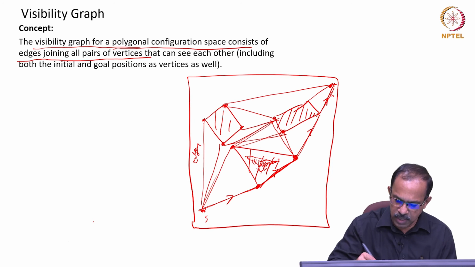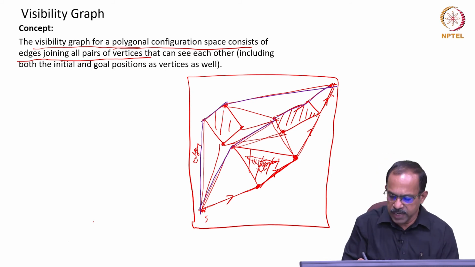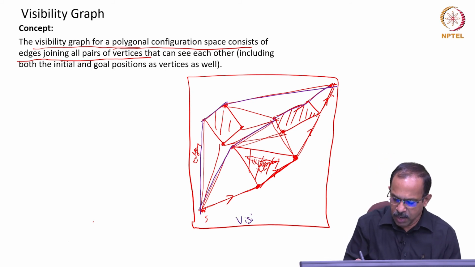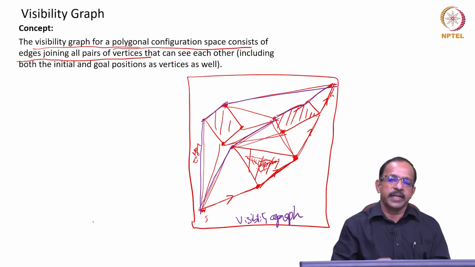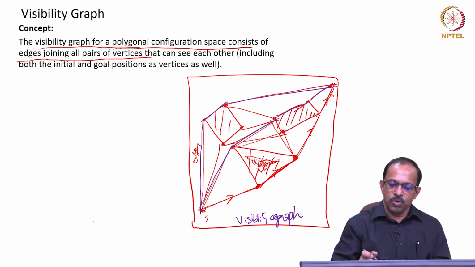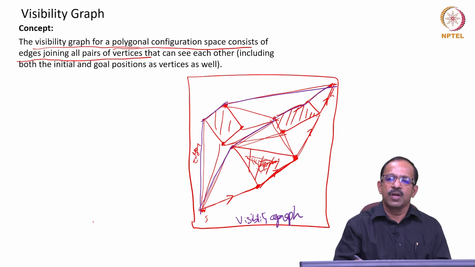Okay, so these are all the potential options for the robot to move from here and here, or here, here, here. So this is basically known as the visibility graph. So all the visible vertices are connected using edges, and then we get a visibility graph. So we have multiple paths possible. So that is the first stage of graph construction.